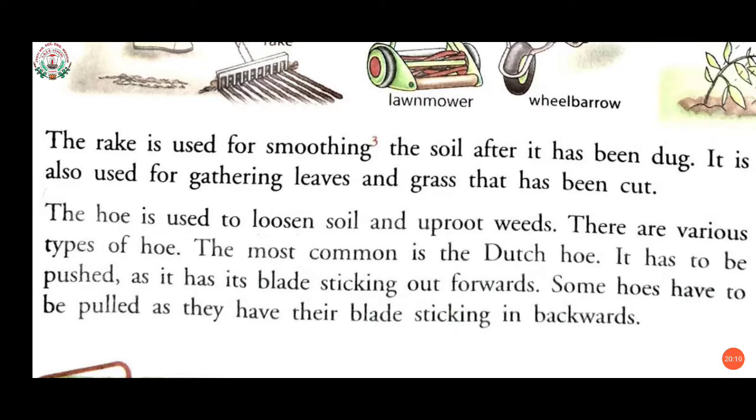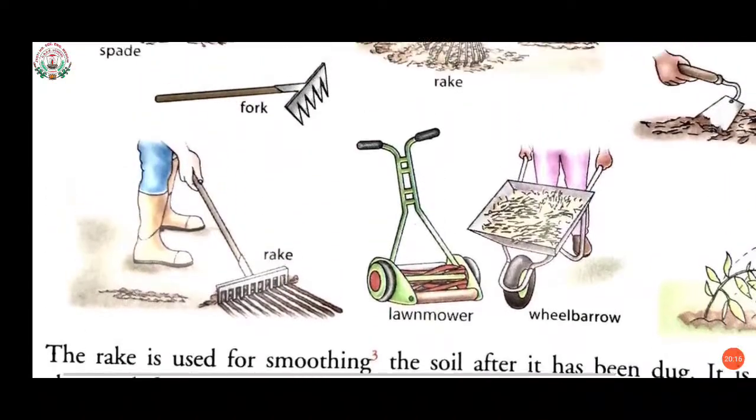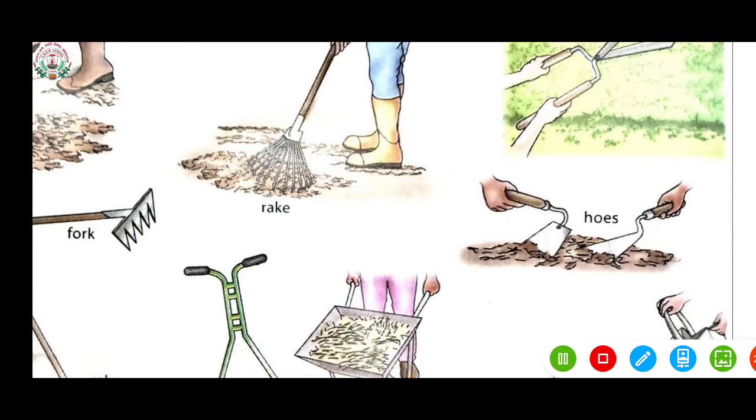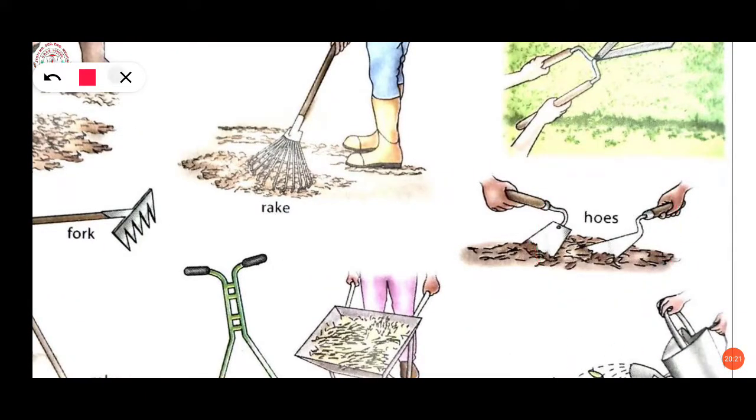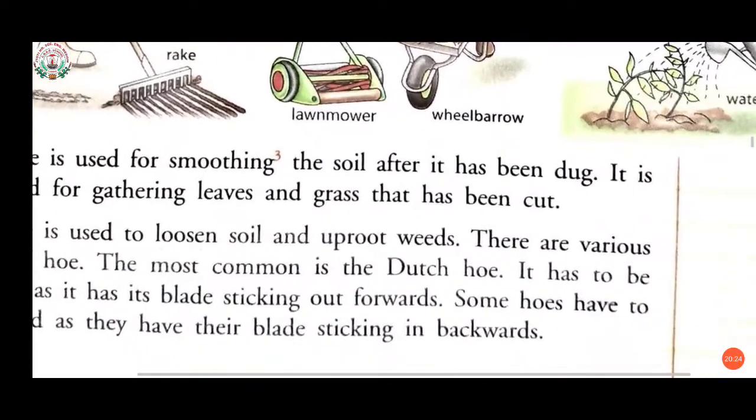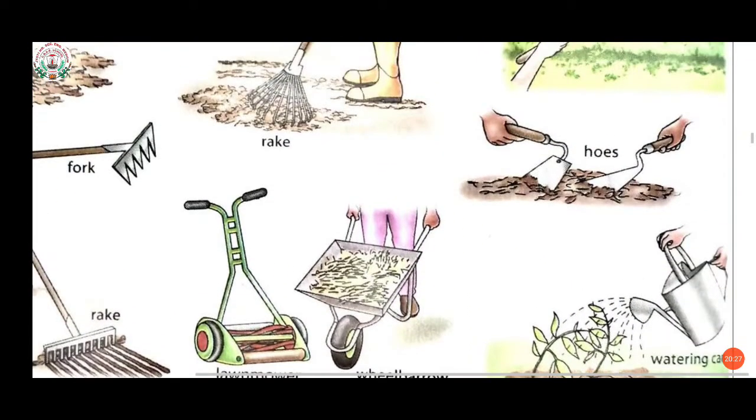Now the hoe is used to loosen soil and uproot weeds. Where is the hoe over here? This is the hoe. Now what is the purpose of this? The use of this is to loosen soil and uproot weeds. You can see here that it is useful to take out the soil. It means we can loosen the soil. And uproot weeds means we can uproot the weeds, the grass and all with the help of this hoe.